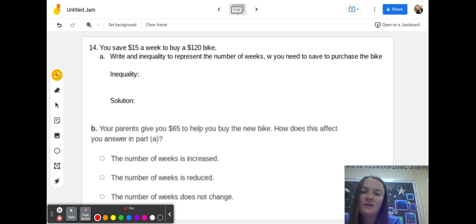Well, if we're making $15 a week, we could write that as 15 times W for weeks. And I want to know, okay, eventually once I get to 120, I can probably stop saving. So let's say that I need to get anything more than 120. So minimum I need 120, or if I got more than 120, that would be fine too. So we're going to say is greater than or equal to. My weeks times $15 has to be greater than or equal to 120.